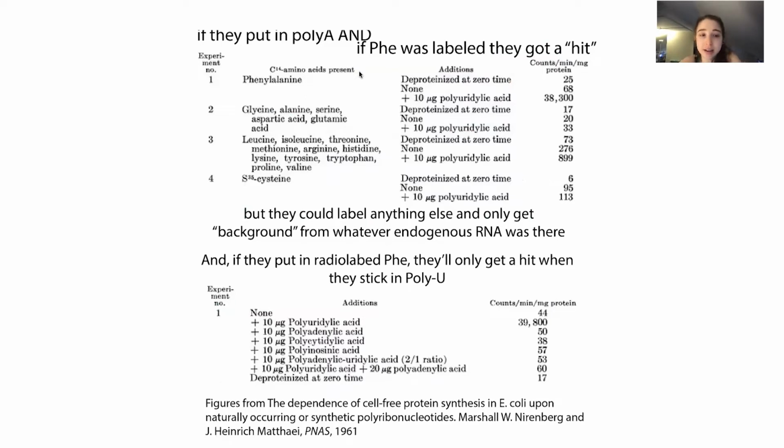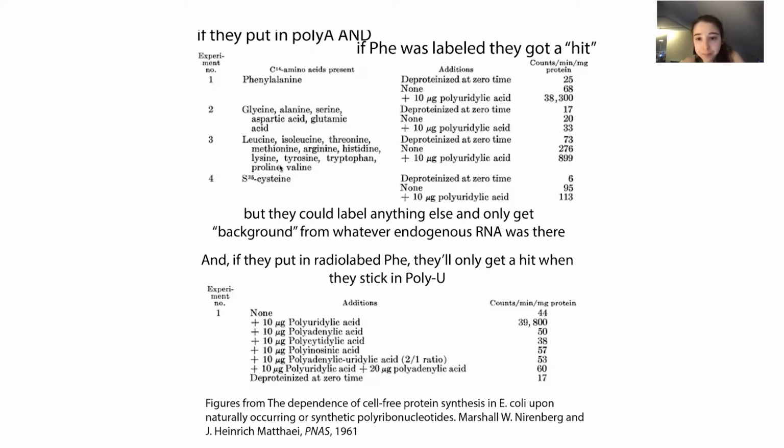And so you can see in this paper, if they put in poly-U, and if the phenylalanine was labeled, then they got a hit. Here you can see that they have radio-labeled amino acids with C14. And here phenylalanine is labeled. And if they add polyuridylic acid, so if they add that poly-U sequence, now they're seeing a high amount of radioactivity. But if they labeled any of these other amino acids and added poly-U, they weren't getting the high radioactivity, just some background.